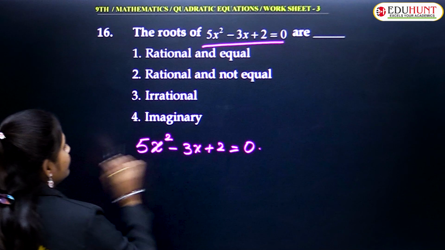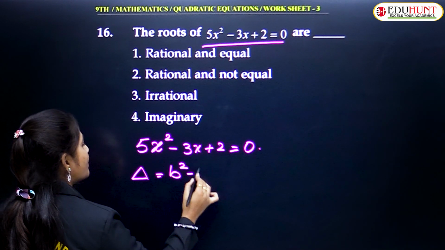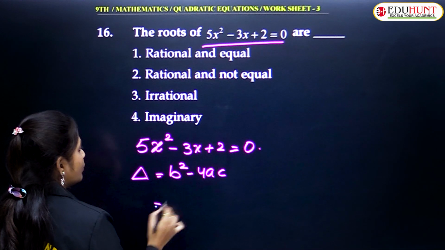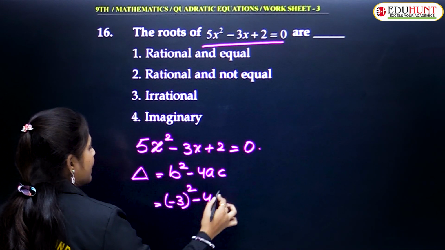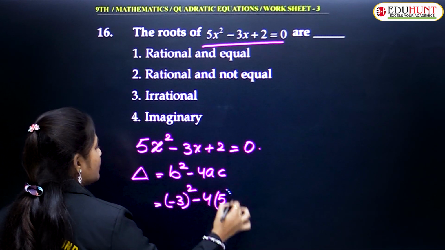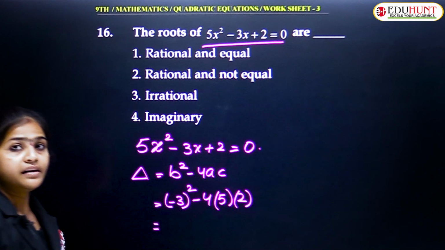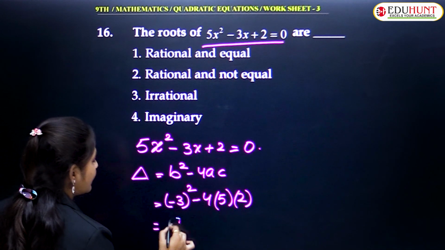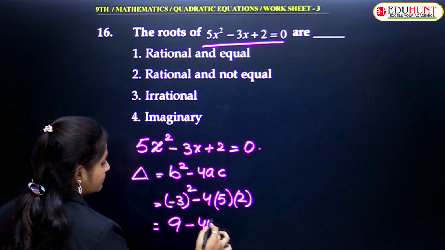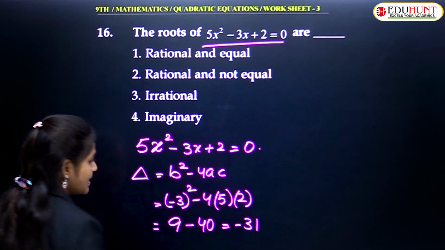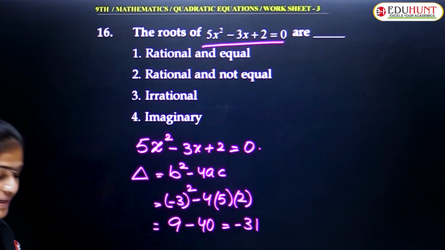So from this one they are asking for delta. Delta is equal to b square minus 4ac. So b is equal to minus 3 whole square, minus 4 into a is equal to 5 and c is equal to 2. So minus 3 whole square, that is 9, minus 4 into 5 is 20, 20 into 2 is 40. So 9 minus 40 which is equal to minus 31.